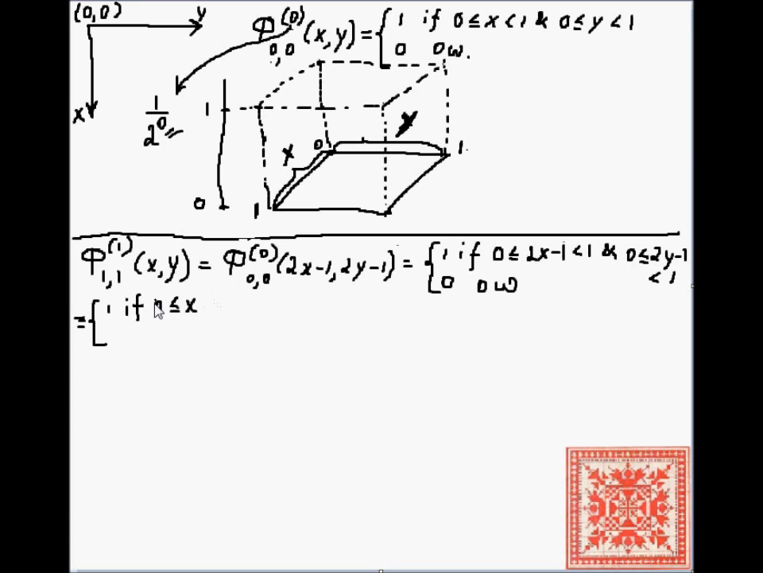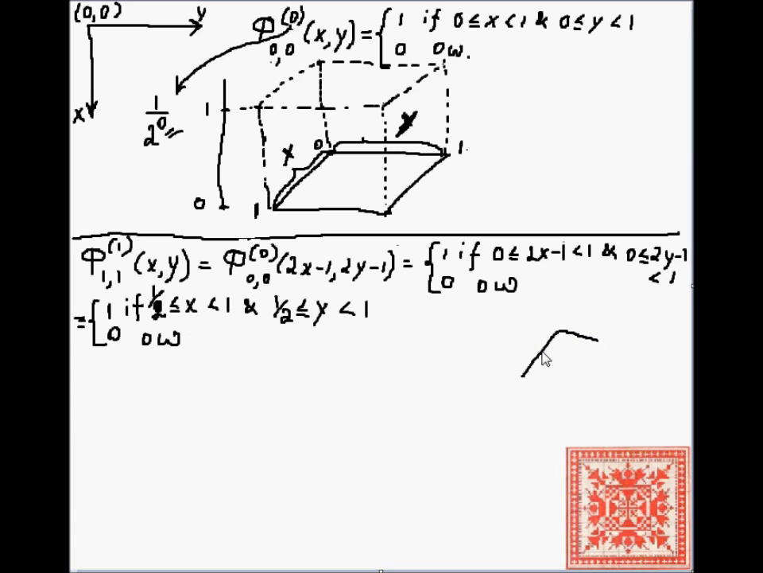Let's do some algebra and get rid of the minus 1 and the 2 in the inequalities. So it is going to be 1 if x is greater than or equal to 1/2 and strictly less than 1, and y, adding 1 and dividing by 2, is greater than or equal to 1/2 and strictly less than 1. And it will be 0 everywhere else.